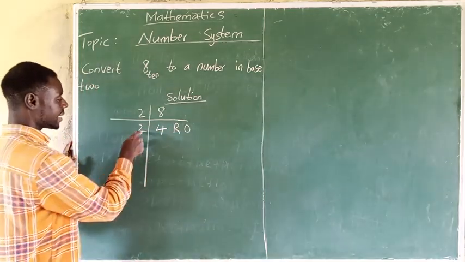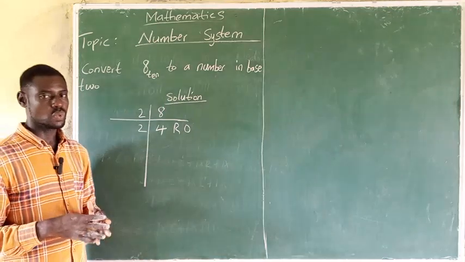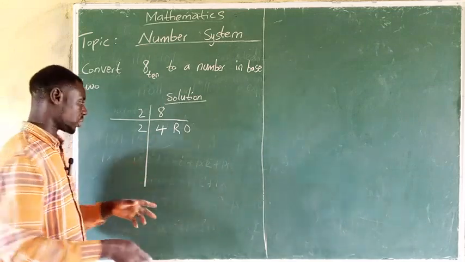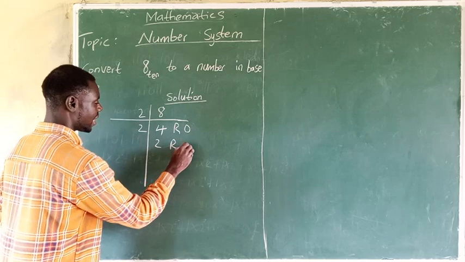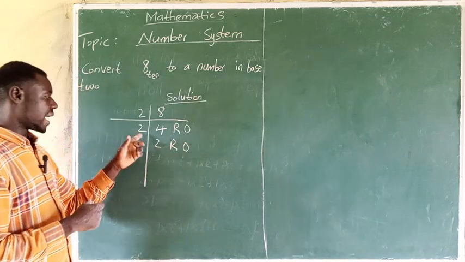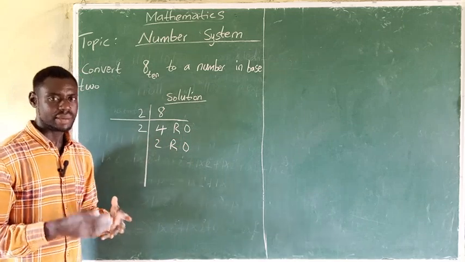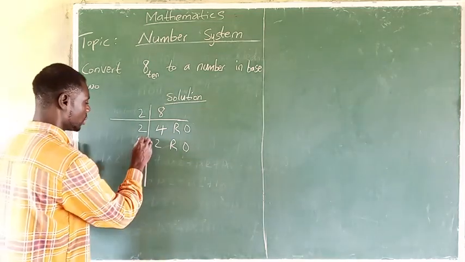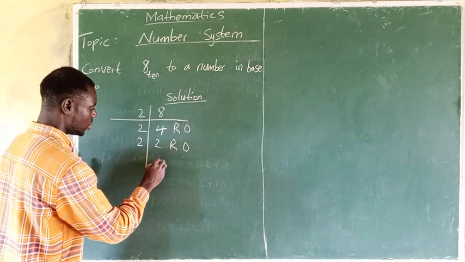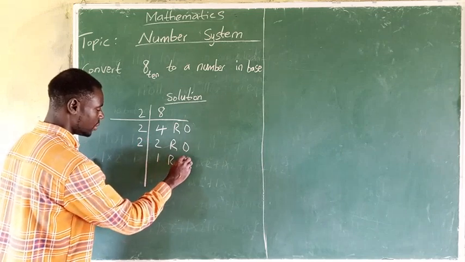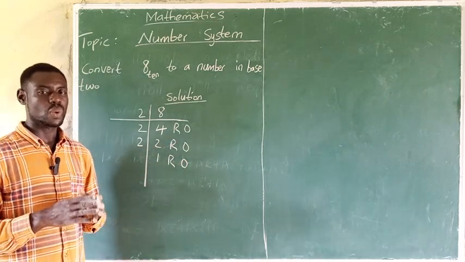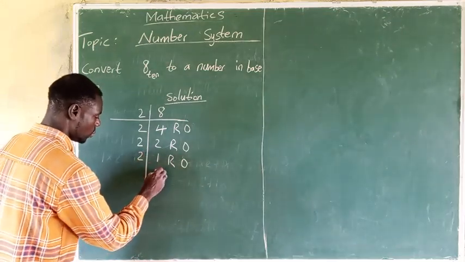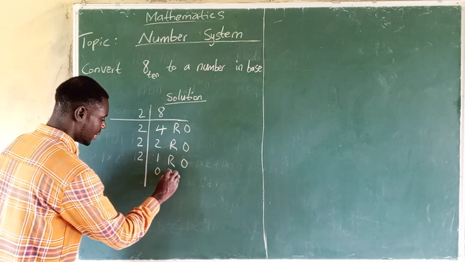How many times can 2 go into 4? That is 2 times 2, so there is no remainder. So you have 2, remainder 0. Can 2 go into 2? Yes, once. So you have 1, remainder 0. Can 2 go into 1? It cannot, so you have 0 quotient, remainder 1.